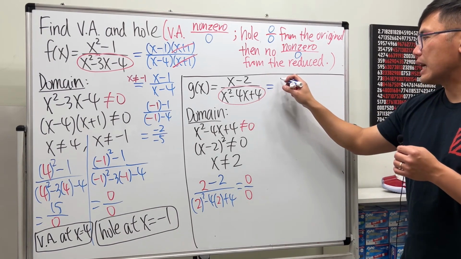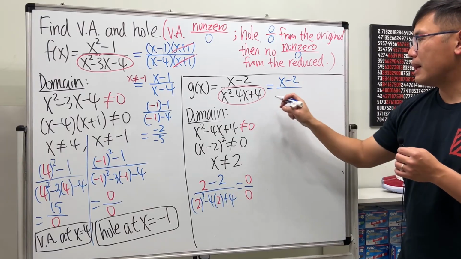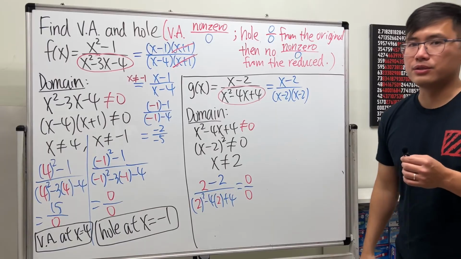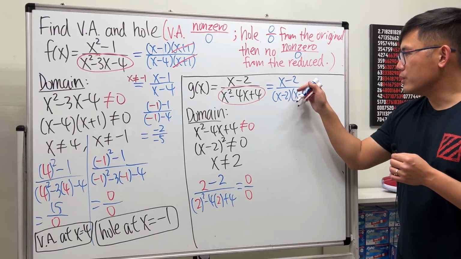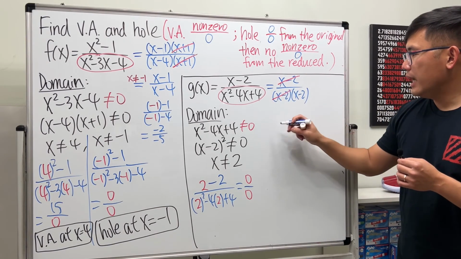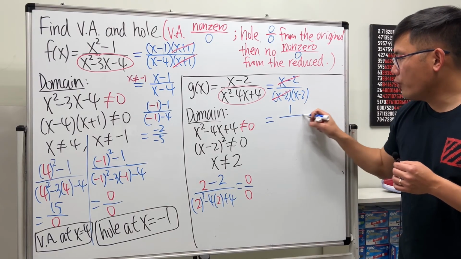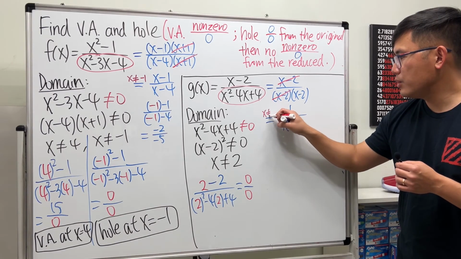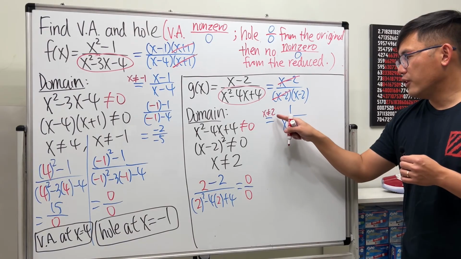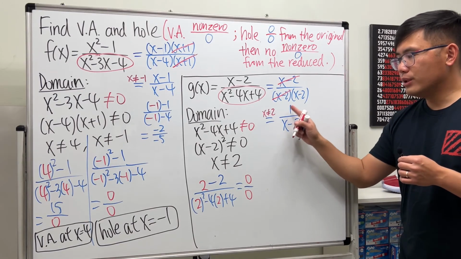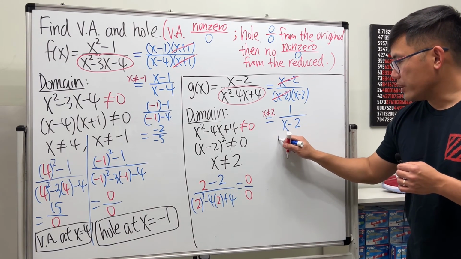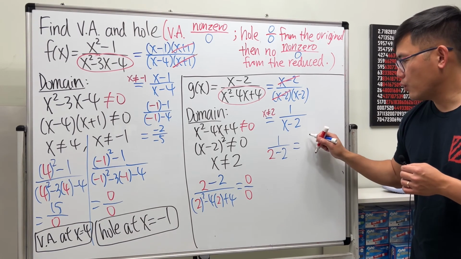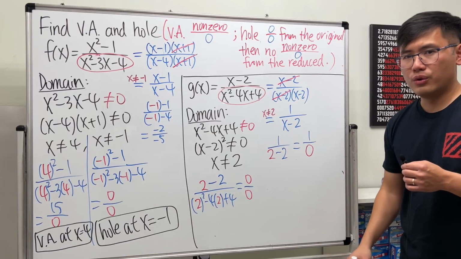Now, look at this. We can factor it. On the top is just x minus 2. On the bottom, we get x minus 2 squared, which is x minus 2 times x minus 2. Well, you see that we can cancel one of these. And in fact, we get 1 on the top over x minus 2. And again, that denotes that x cannot be equal to 2. Now, if we put 2 into the reduced version, what do we get? We get 1 over 2 minus 2, which is 1 over 0.